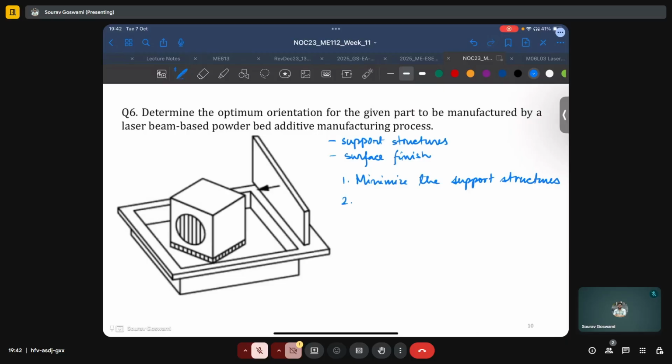and to minimize the support structures subtended on the part surfaces itself. Of course, the intent is to minimize the post-processing effort.